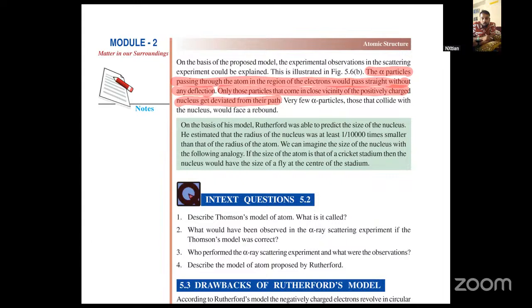They can ask you how Rutherford detected that electrons are there around the nucleus. This is the reason: when alpha particles, which are heavy positive particles, pass far from the nucleus, they don't show any deflection. That's why there are electrons, negative charge. That's why the alpha particle is allowed to pass in a straight line.